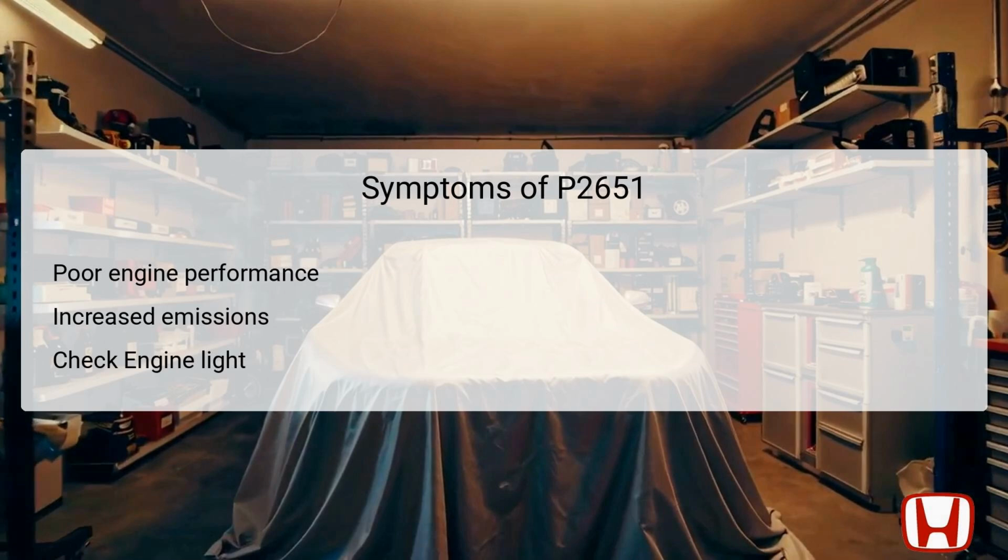Additionally, increased emissions can occur as a result of improper timing in the valve operation, affecting the vehicle's compliance with emissions regulations. The check engine light will also illuminate, indicating that there's an issue requiring prompt attention. Detecting and addressing these symptoms early can prevent more severe engine damage or wear and tear and improve overall vehicle operation. It's vital for owners to be aware of these indicators to avoid further complications.